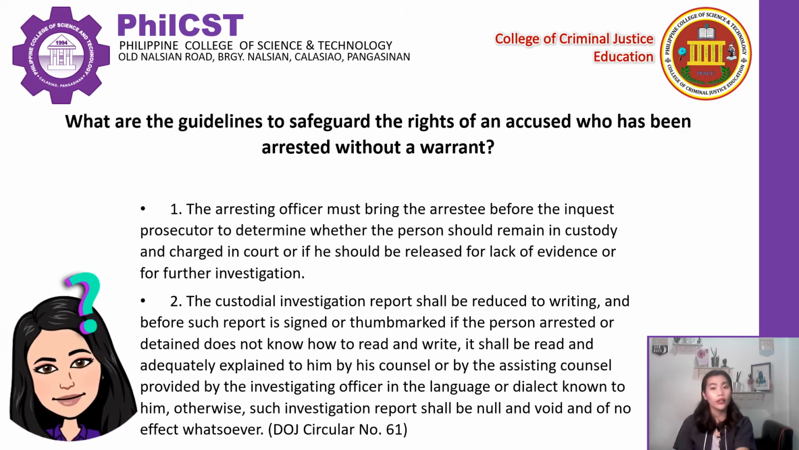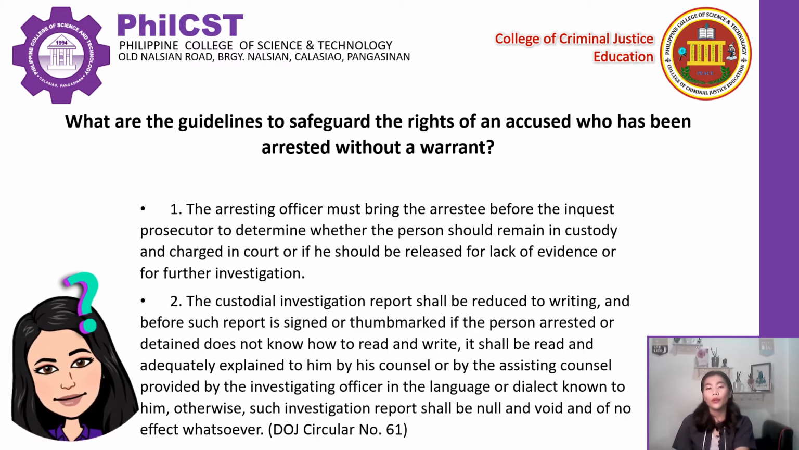What are the guidelines to safeguard the rights of an accused who has been arrested without a warrant? First, the arresting officer must bring the arrestee before the inquest prosecutor to determine whether the person should remain in custody and be charged in court, or if he should be released for lack of evidence or for further investigation. Number 2, the custodial investigation report shall be reduced to writing, and before such report is signed or thumb marked, if the person arrested or detained does not know how to read and write, it shall be read and adequately explained to him by his counsel or by the assisting counsel provided by the investigating officer in the language or dialect known to him.